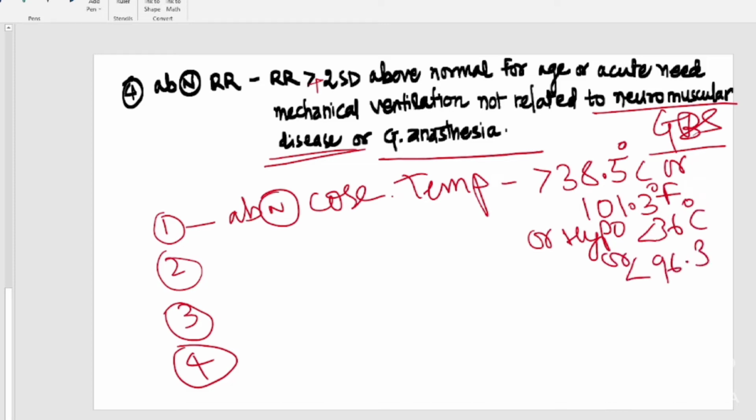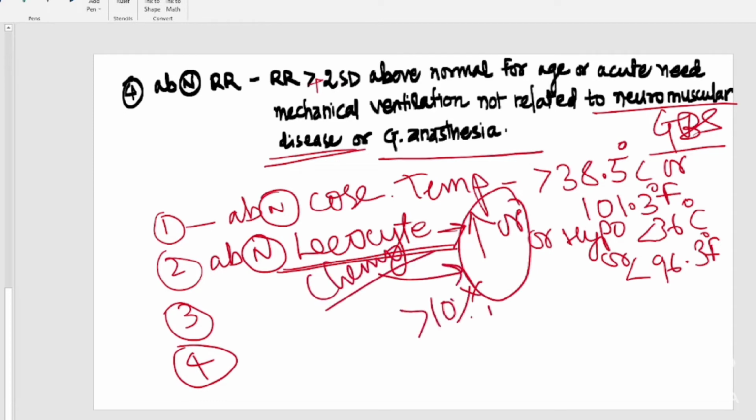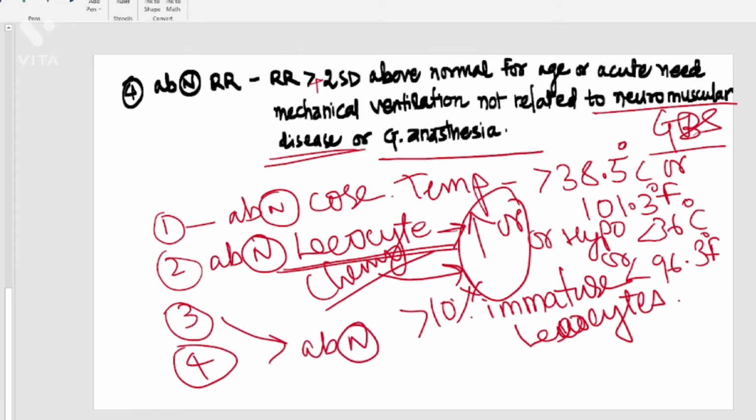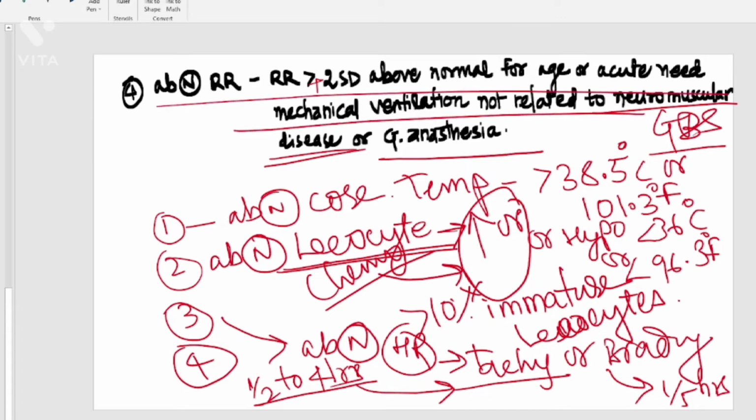Second is abnormal leukocyte count, which is increased or decreased, but the condition is the patient is not on chemo. And more than 10% immature leukocytes. Third one is abnormal heart rate, meaning tachy or brady. Tachy should last for half an hour to 4 hours, and brady should last for half an hour in a child below 1 year. And the fourth one is here given only abnormal RR. So this is SIRS. So what is sepsis then?